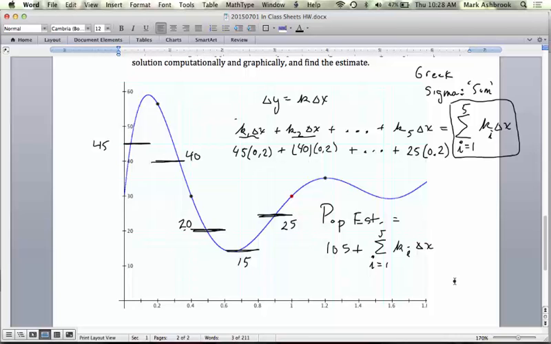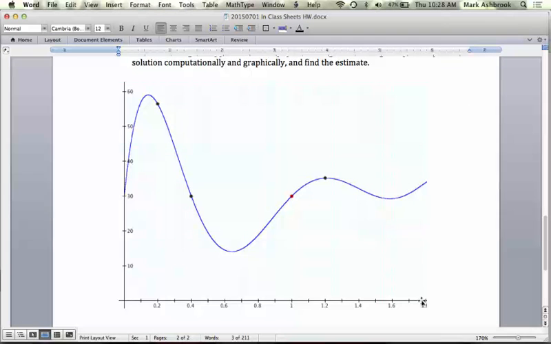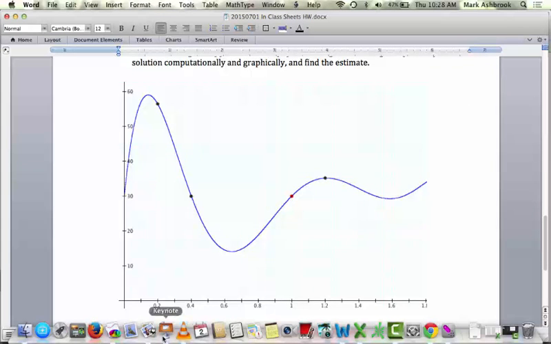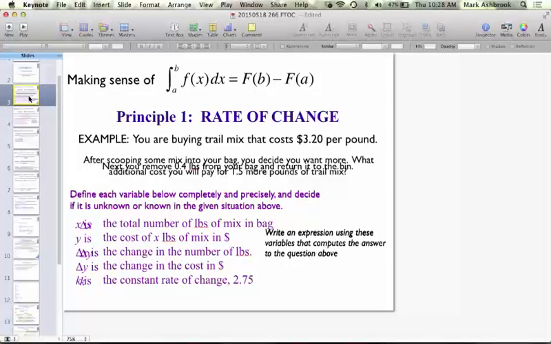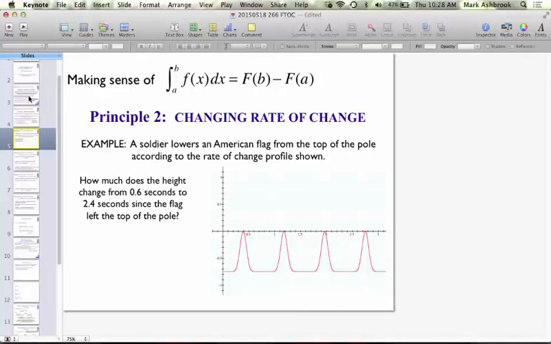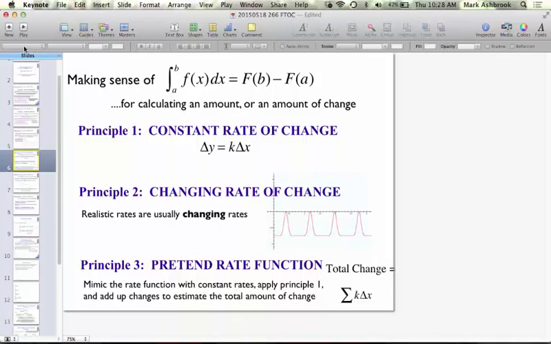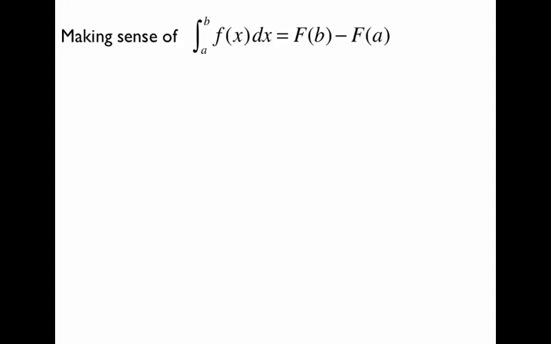Okay, so we're in this journey here of making sense of the fundamental theorem. So let's just look at this slide right here. And so let's add this to the mix here. What does this do? It calculates an amount or an amount of change. Okay? So it calculates an amount or an amount of change.